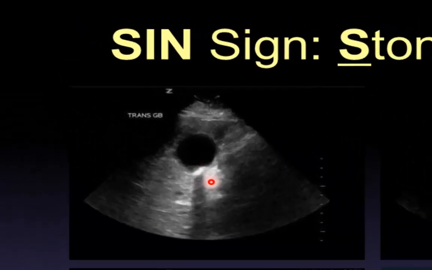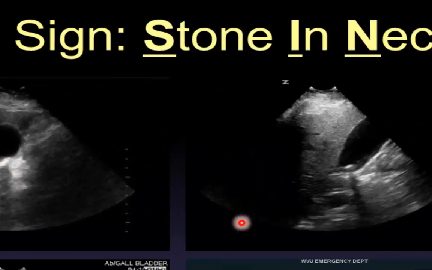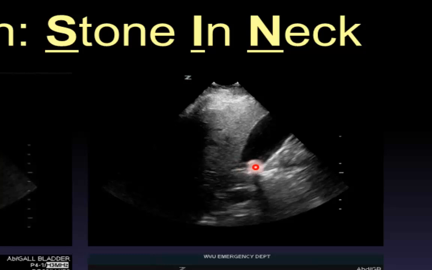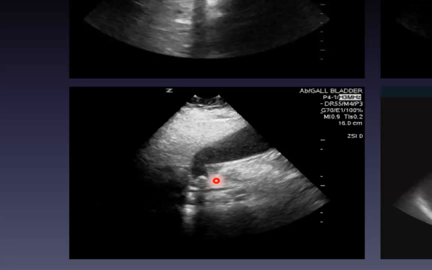Here are a couple with an acoustic shadow. Don't miss those. This one is way low down in the neck. If you didn't get all the way down there, you would miss it, but there's the shadow. And here's another one where this gallbladder kind of curves down. You see this stone down at the neck and a shadow here. Easily could have been missed.